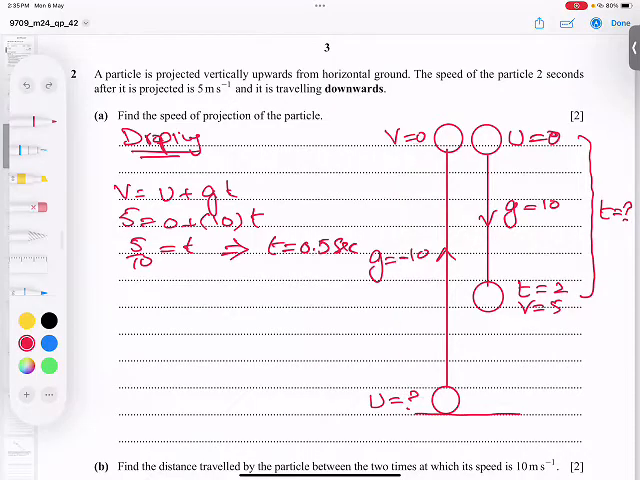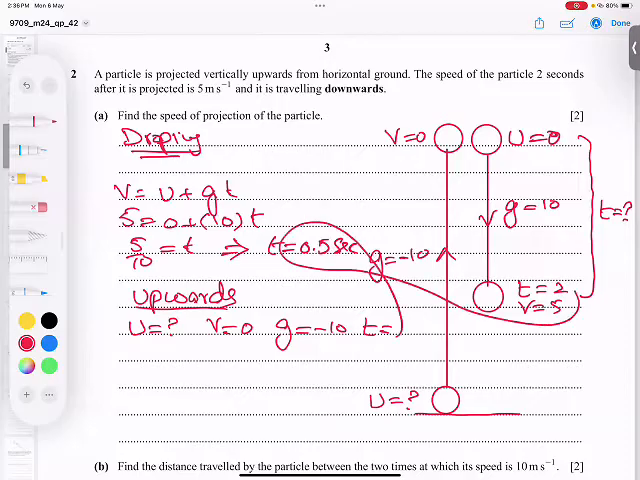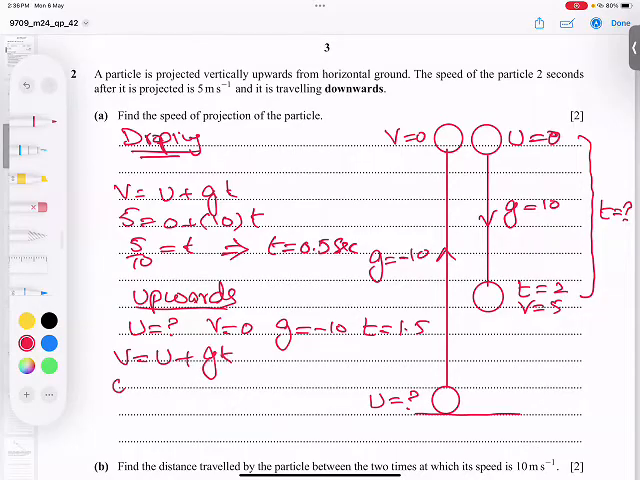So it means while projecting upwards, or going upwards, can I say now, students, U is unknown, correct? Last velocity is 0, gravity is negative 10, and time I know now, because from this 2 subtract 0.5 is 1.5. And I believe you got the point. Now V equals U plus AT, or GT. V is 0, U is unknown, gravity is negative 10, and time is 1.5. So I got 0 and negative 15. So U becomes 15 meter per second.